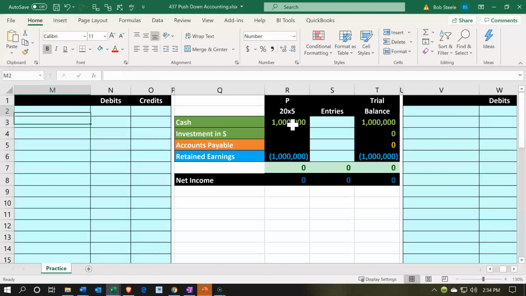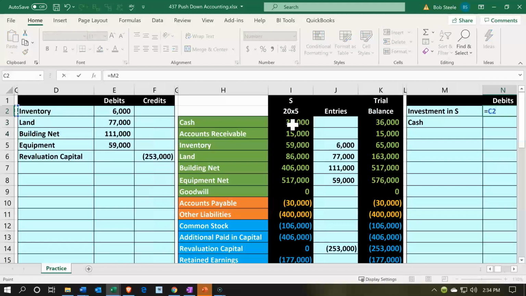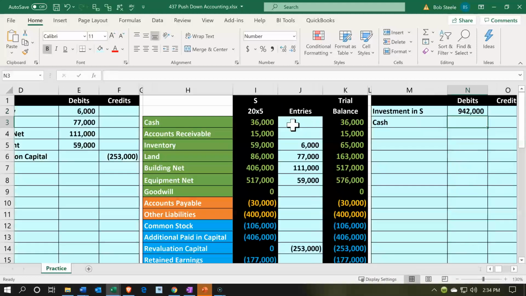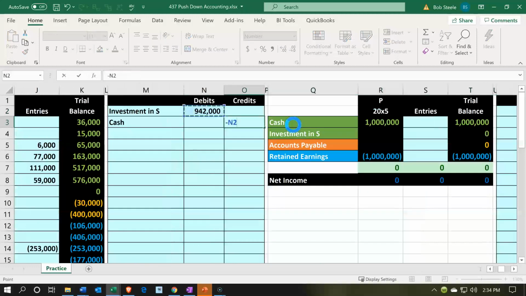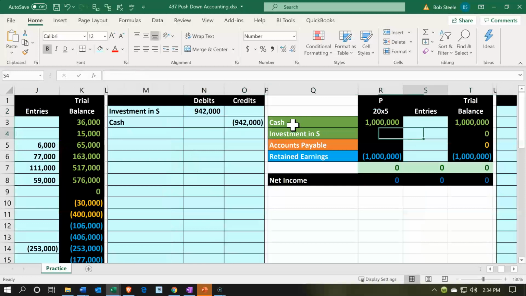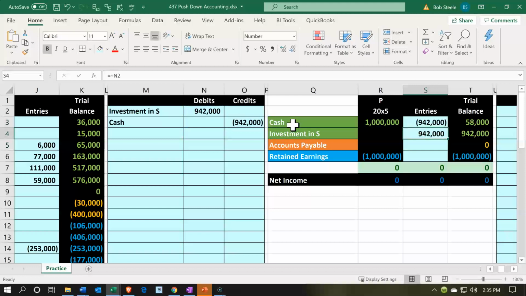What's going to be recorded on the purchasing company's books? Well, they're going to use the equity method, which entails the investment in S increasing, and they paid cash, and the amount is going to be that 942. So there's the debit and the credit. They're going to put this on the books at the 942, and the cash will be decreasing by the 942 here. So that's what we have for them.